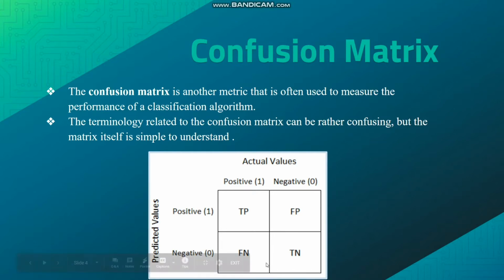This matrix contains actual and predicted values. These columns contain actual values and rows contain predicted values. TP stands for true positive, FP stands for false positive, FN stands for false negative, and TN stands for true negative. These both are true negative and positive values. These both are false positive and false negative values.